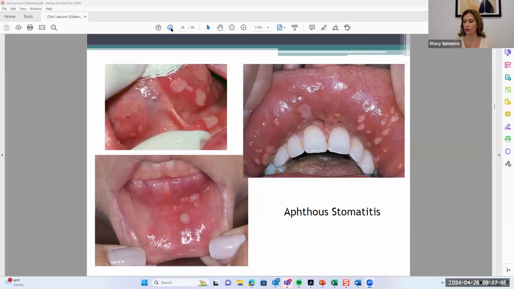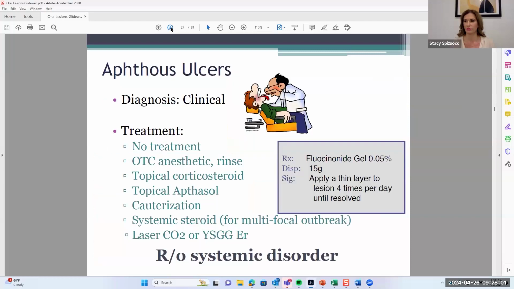Yes, so these are aphthous stomatitis. Okay, so how do we treat the next one? The diagnosis is just going to be clinical. You're just going to be able to observe it in the mouth. You don't need to send for a biopsy. You can tell that it's the ulcer. And usually they last between 7 to 14 days. That's the rule book. If something lasts longer than 14 days, then you want a biopsy. But in this case, we can tell that it's the aphthous ulcer.